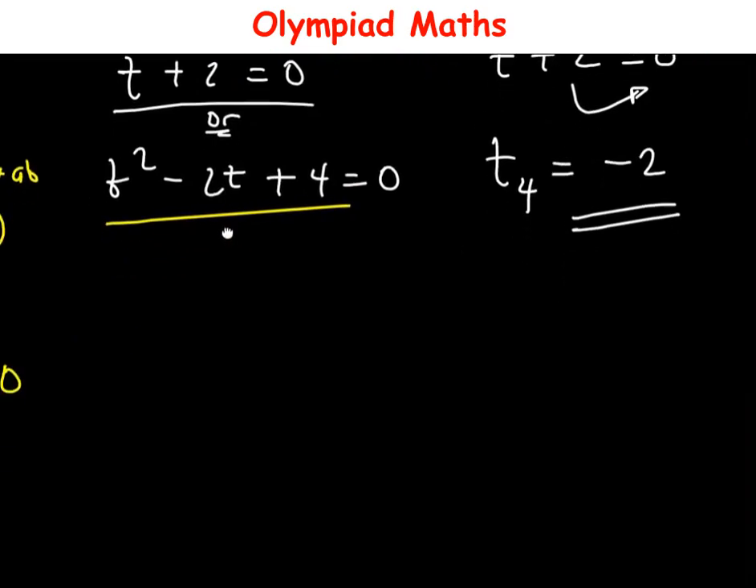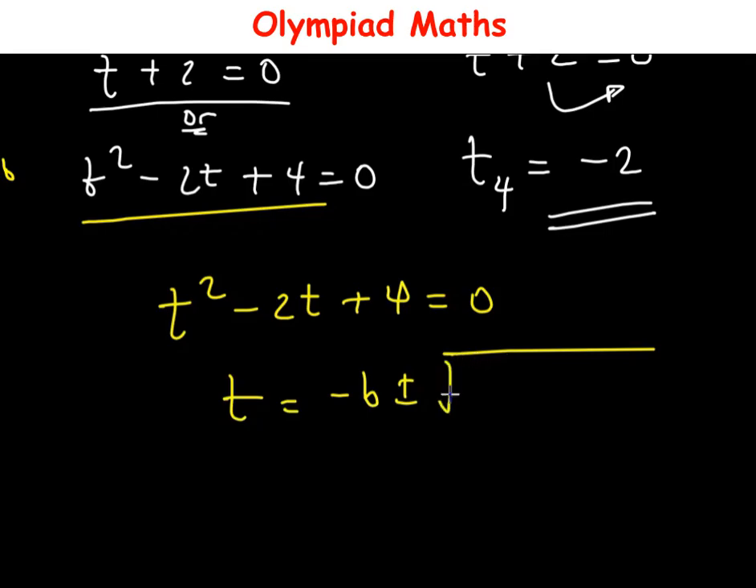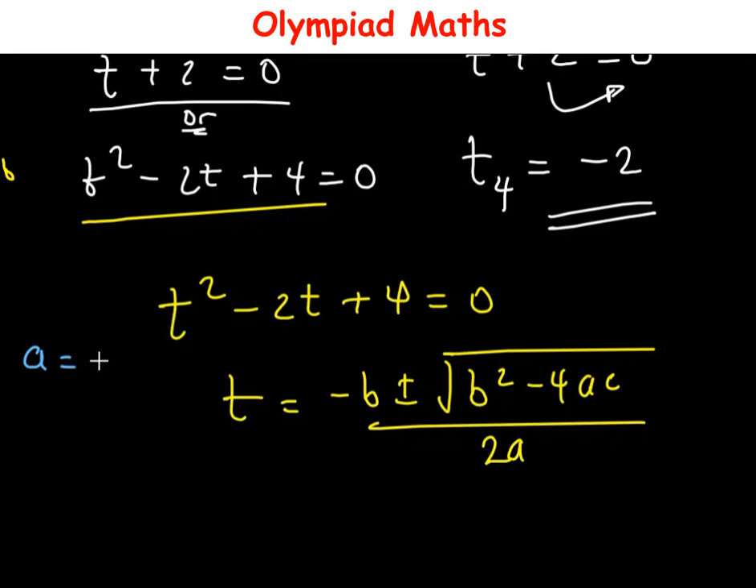Here we have a quadratic equation, which is t squared minus 2t plus 4 is equal to 0. And to solve for the value of t, we're going to make use of the quadratic formula. So with respect to t, the formula is given by minus b plus or minus square root b squared minus 4ac all over 2a. And in this case, the value of a is the coefficient of t squared, which is 1. The value of b is the coefficient of t, which is minus 2. The value of c is the constant, which is plus 4.